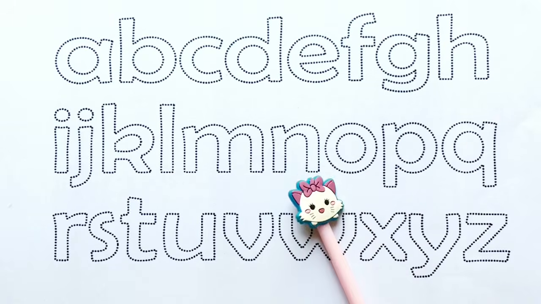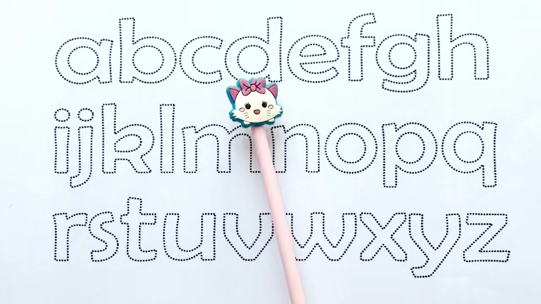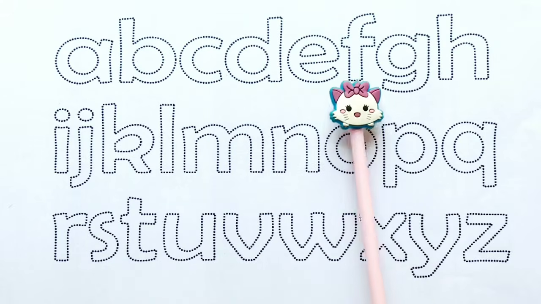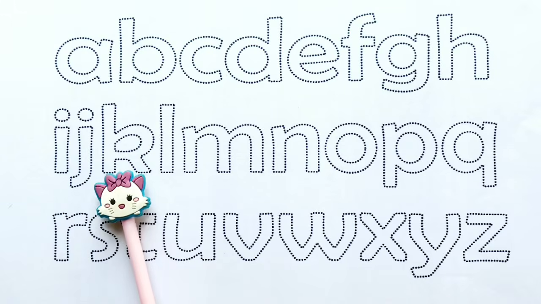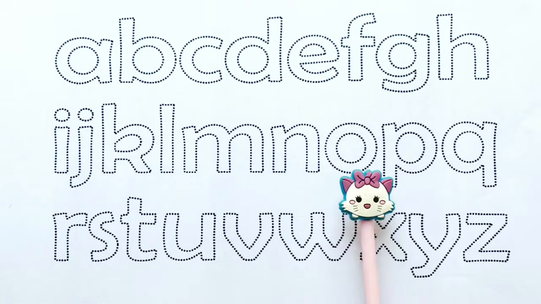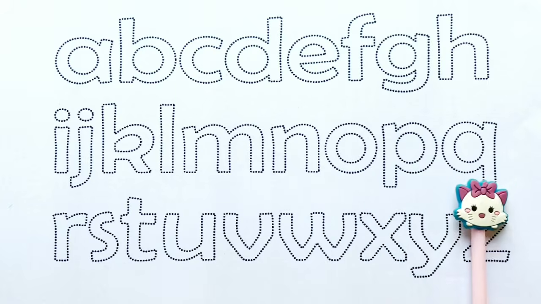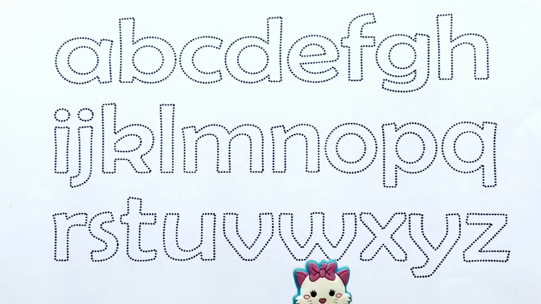I learned lowercase letter A, B, C, D, E, F, G, H, I, J, K, L, M, N, O, P, Q, R, S, T, U, V, W, X, Y, and Z. Let's draw.